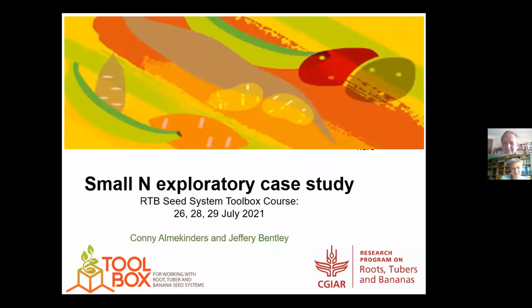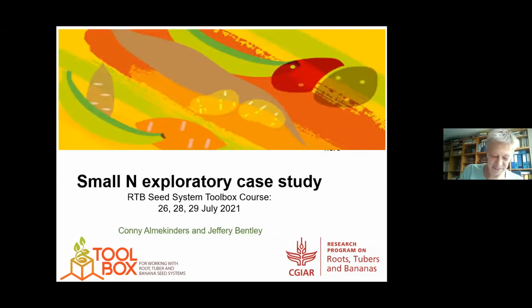Hello, everybody. I'm Connie Almekinders, and I'm presenting here one of the tools in the RTB seed system toolbox called the Small n Exploratory Case Study, which is a more general tool, but together with Jeffrey Bentley, we adapted this for the specific use in seed system research.